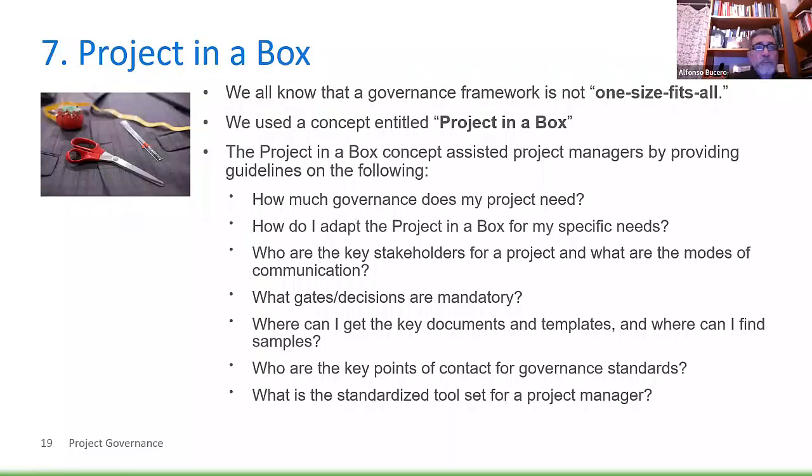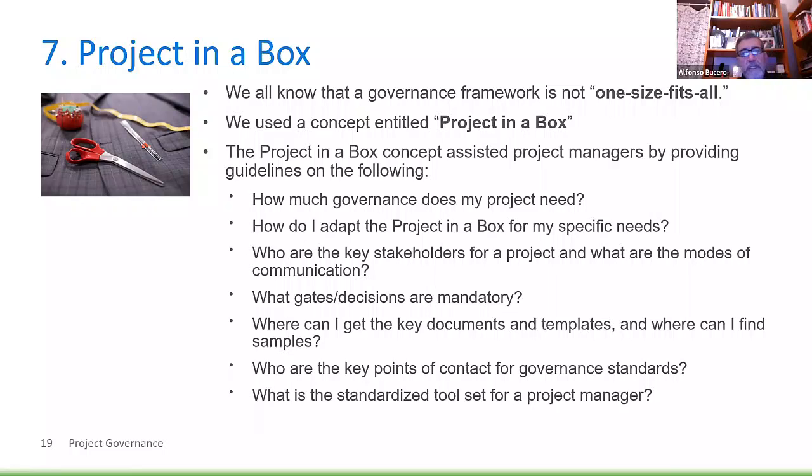Number 7, I call it project in a box. After developing the repository I mentioned, my mission was not yet complete. We all know that a governance framework is not one size fits all, it needs to be customized. And we used a concept entitled project in a box. The project in a box concept assisted project managers by providing guidelines on the following things.